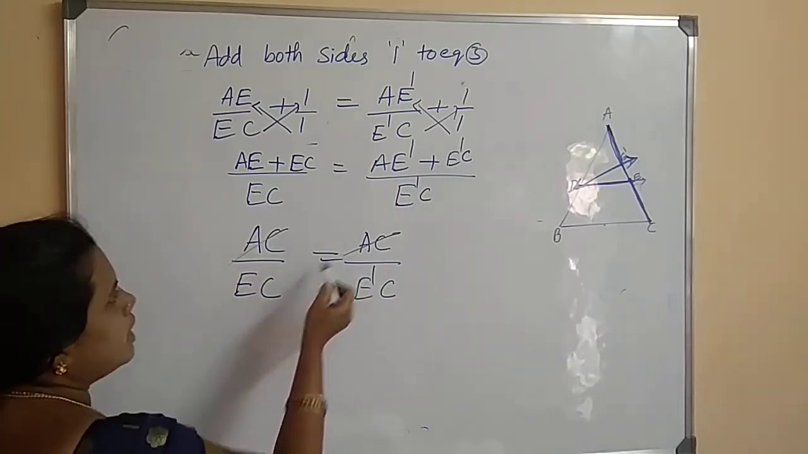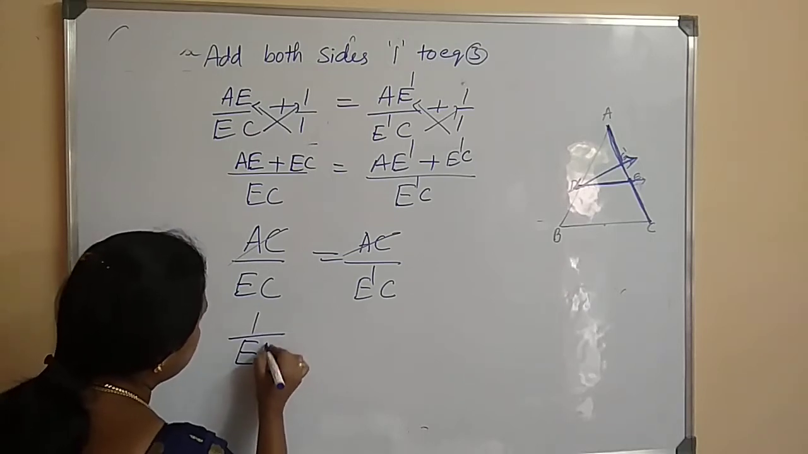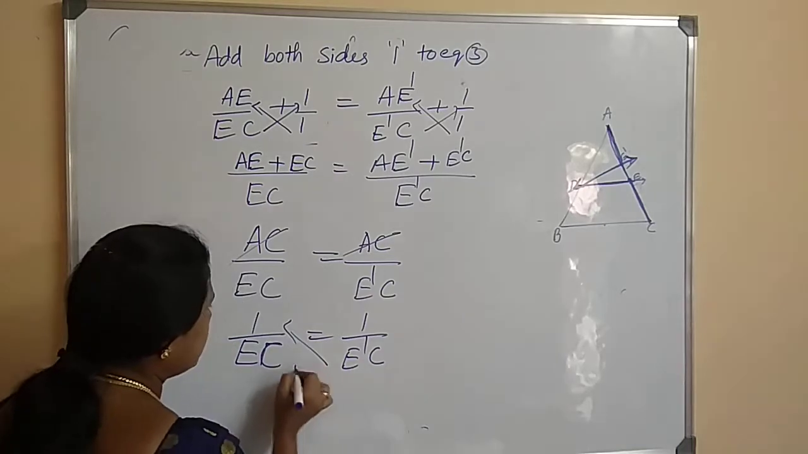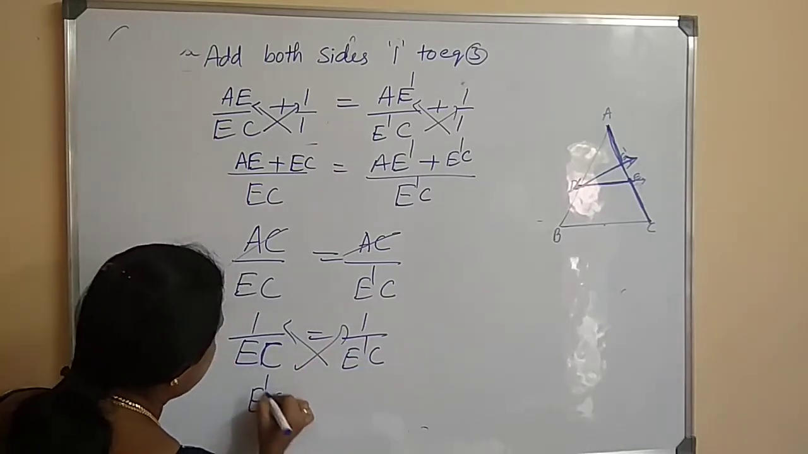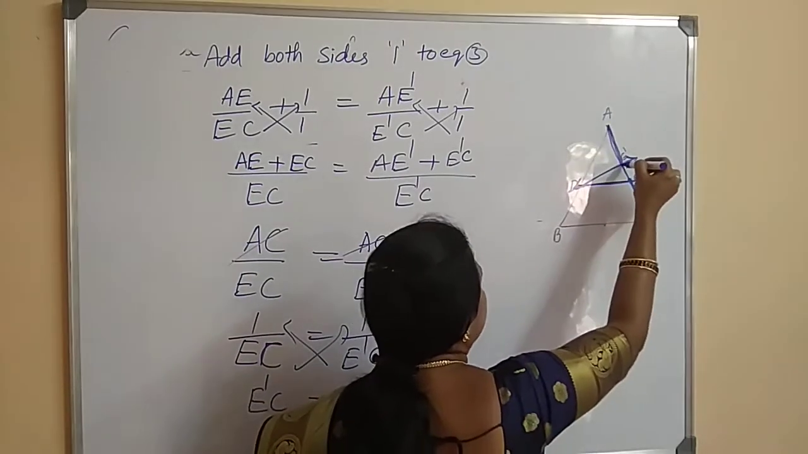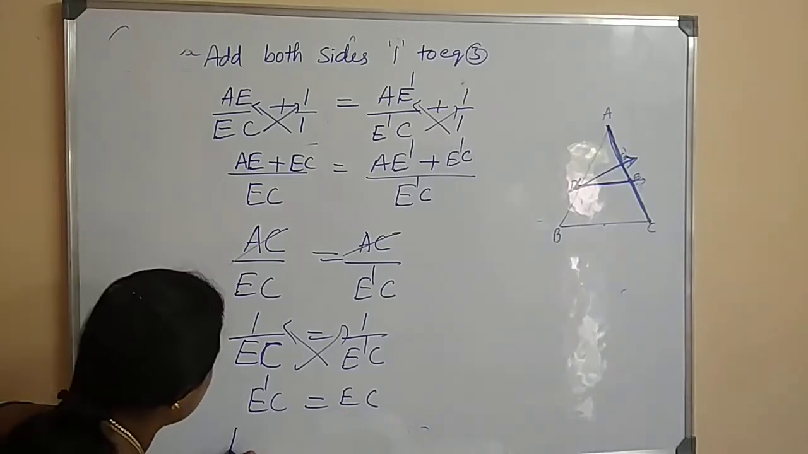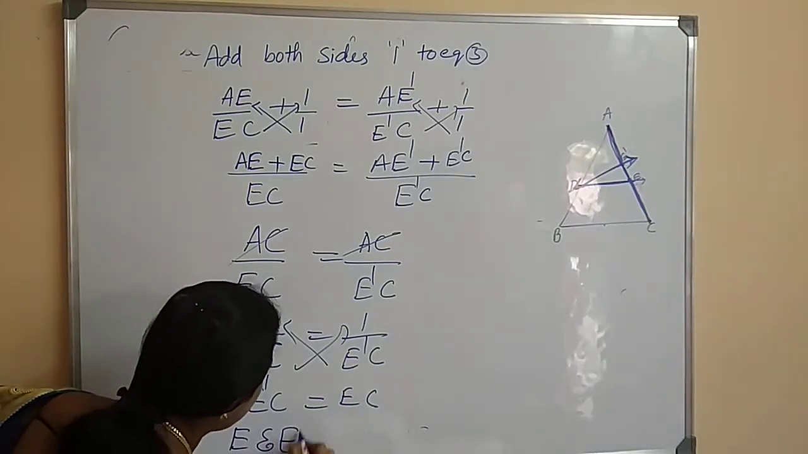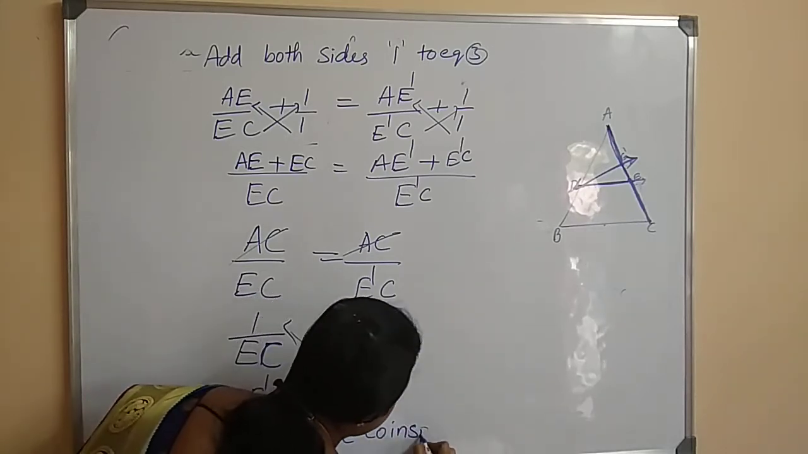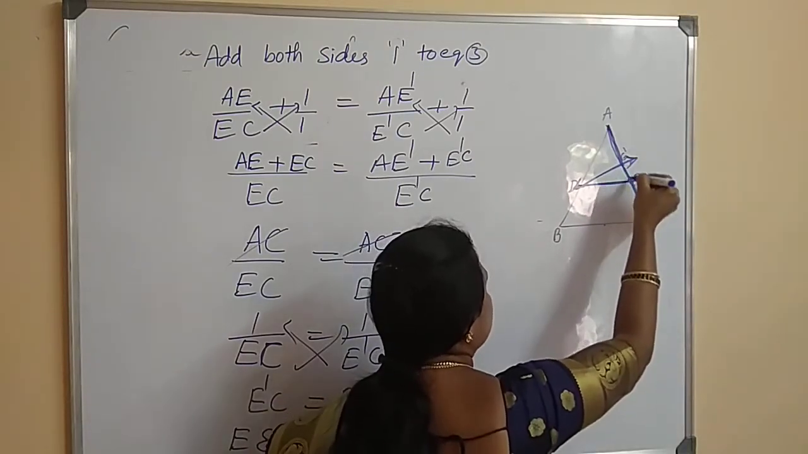See here, AC will get cancelled. Then what is there? 1 by EC is equal to 1 by E dash C. Then E dash C is equal to EC. E dash C and EC both are equal, so what is the meaning of this? E and E dash coincide. Coincide means E dash and E both stay at one place.